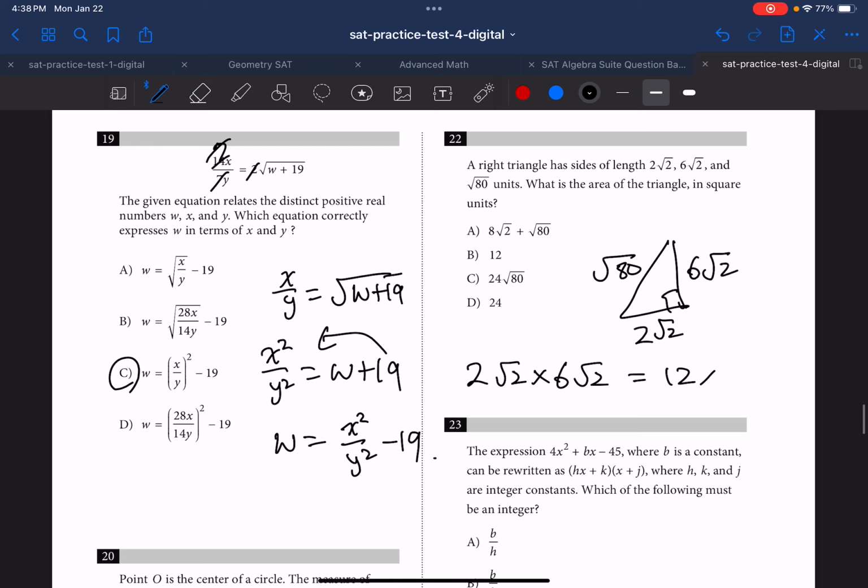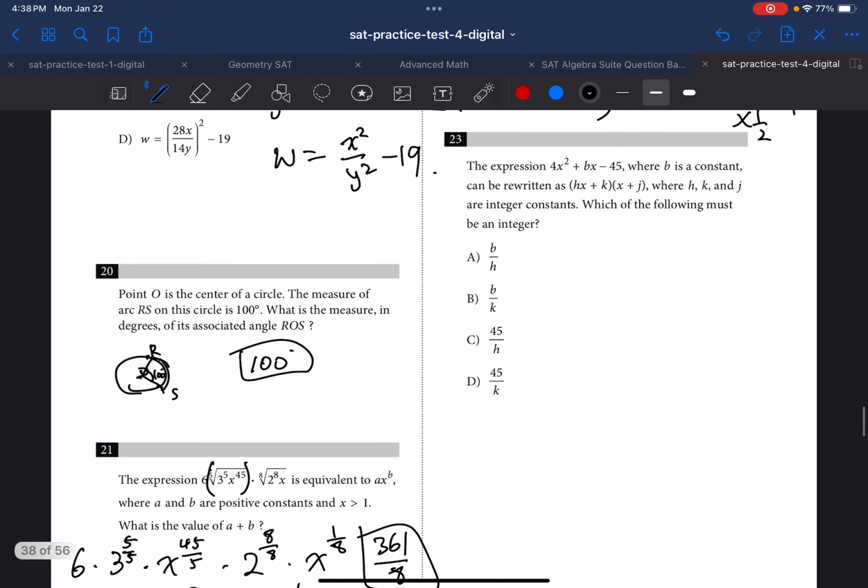So this is 12 times 2 equals 24. But don't forget to multiply both sides by 1 over 2 because that's the formula. So the answer is 12. Question number 23.